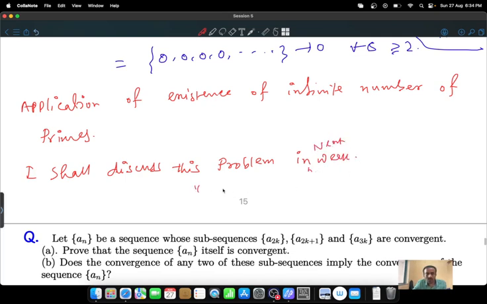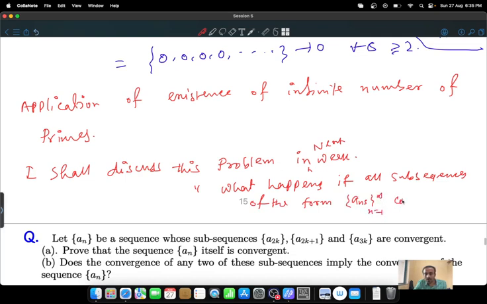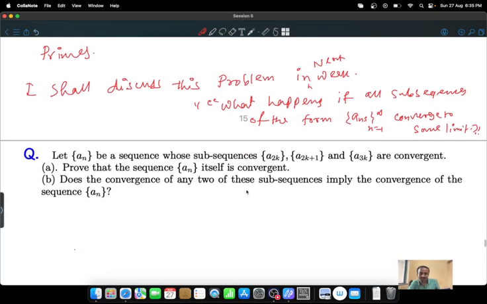The question is, what happens if all subsequences of the form a_{n^s}, n equals 1 to infinity, converge to the same limit. Yeah, very good point actually. Thank you. I shall look at it, and you also look at it at home.